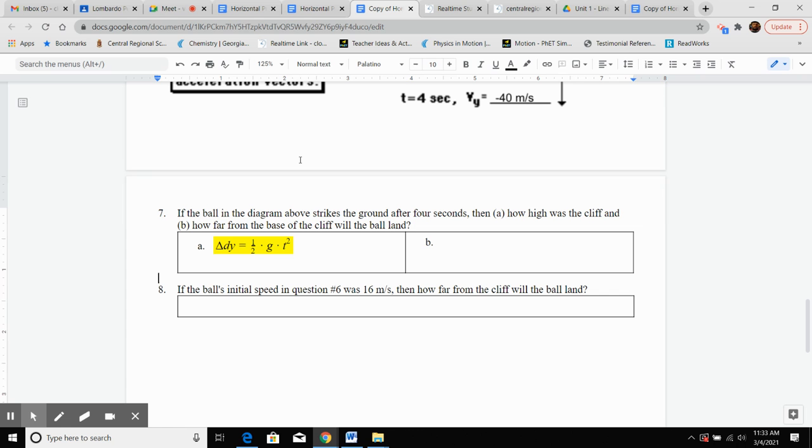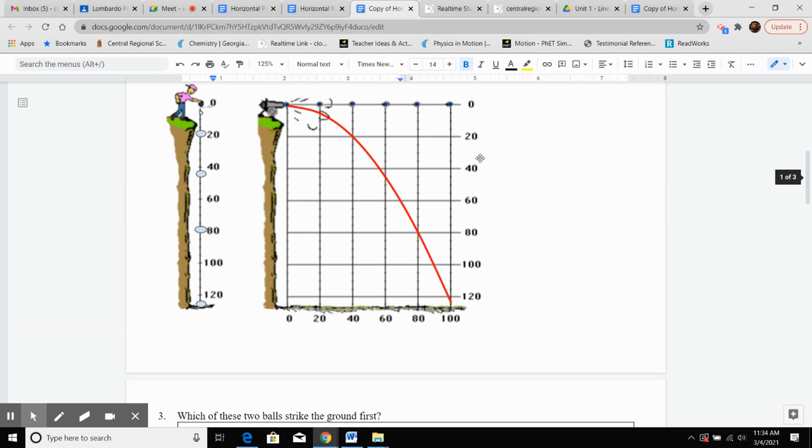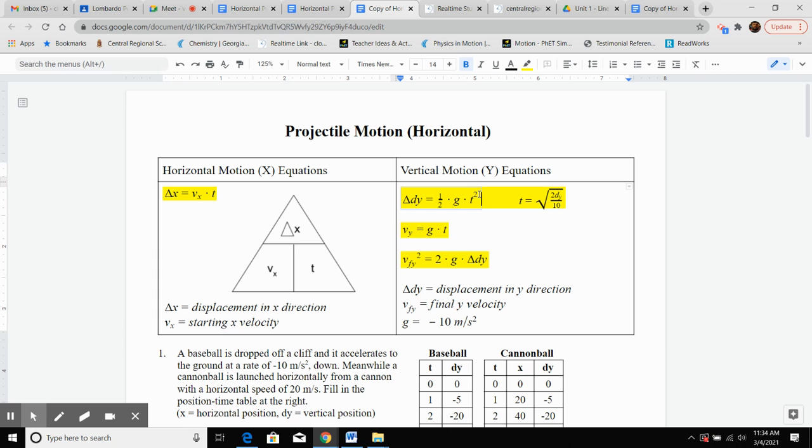And then underneath this, just do the work here. One half g is negative 10 times t squared. They're saying it was 4 seconds, so I'm doing 4. How do we get the squared? How do we get the exponent function on this? Control period. Good. How do you get the triangles where you are? I just went up to the top and copied this whole thing.